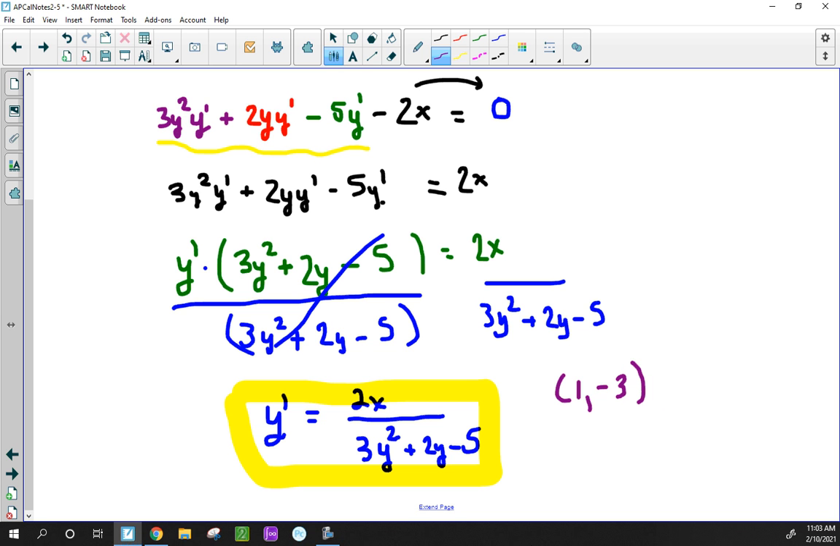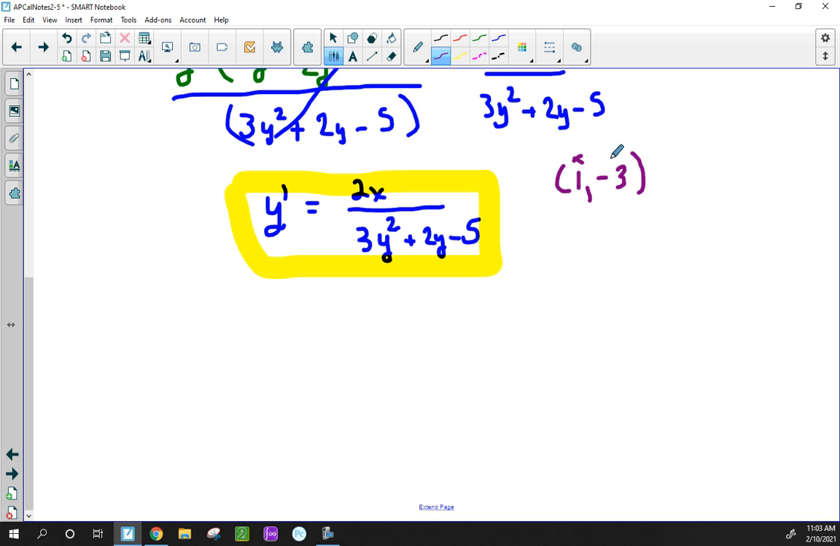And so you're going to obviously put the 1 in for x and the negative 3 in for y. So y prime for dy dx is equal to, we're looking for slope right now at that specific location. And I really should have written it this way. So let me backtrack here.